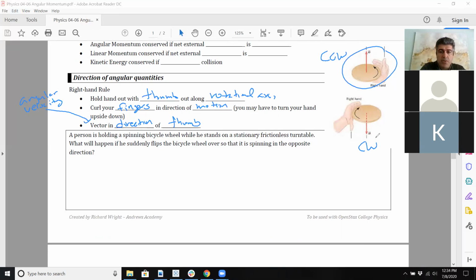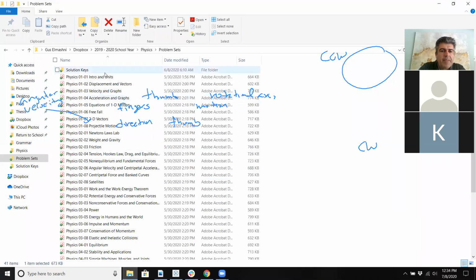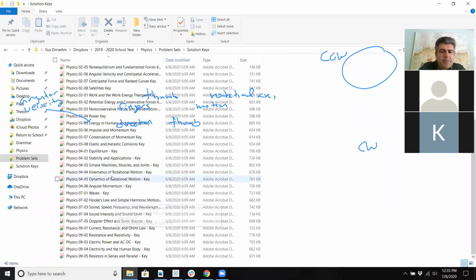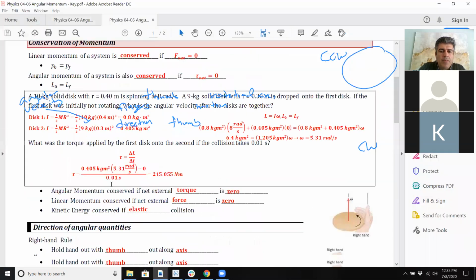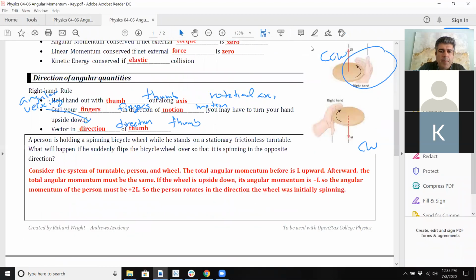Say a person's holding a spinning bicycle wheel while he stands on a stationary frictionless turntable. What will happen if he suddenly flips the bicycle wheel over, so it's spinning the opposite direction? Let me give you the fully worked out solution so you can take a look at that, because I think I'll butcher it if I try writing this out, especially because my stylus is not working. Here we go. So I'm going to clear that.